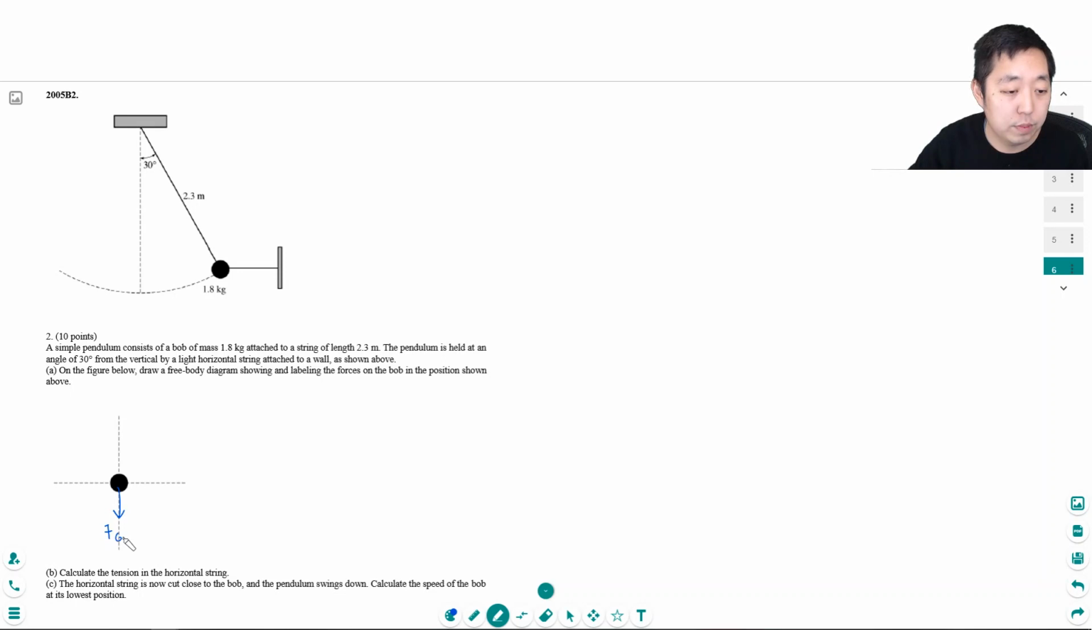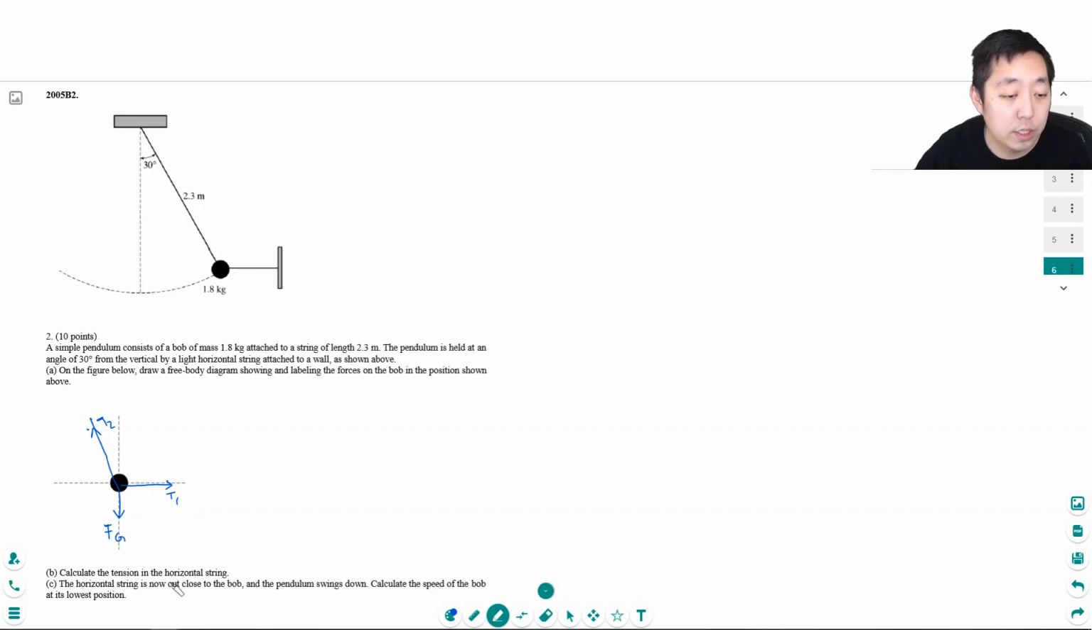Force of gravity. I have a tension from this string here, we'll call it T1, that's holding it here. And then I've got a tension here, T2, from this rope, pulling it in this direction. And that's it. Those are the only things touching the bob: gravity and those two pieces of rope.